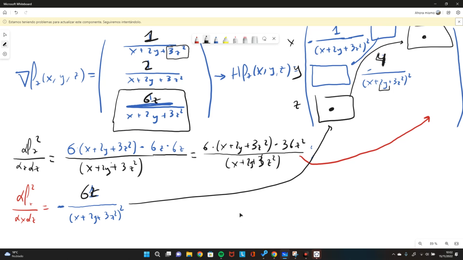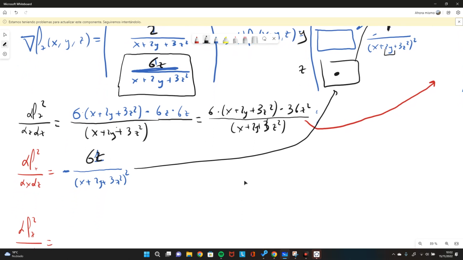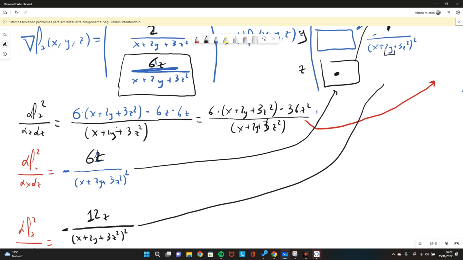Something really similar happens. Yes, because we just have, I'm gonna write here, a minus, in this case 2, divided by (x plus 2y plus 3z) to the power of 2, all of it to the power of 2, and then times 6z. So here we have minus 12z, and that is just the whole thing. And so this goes here and also here in these two positions here.